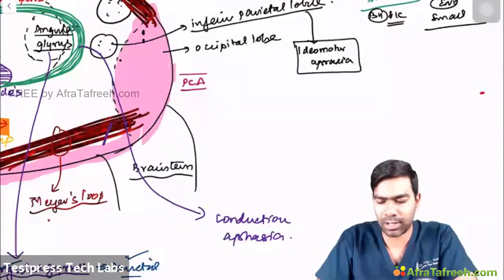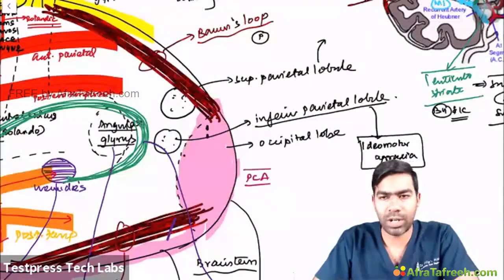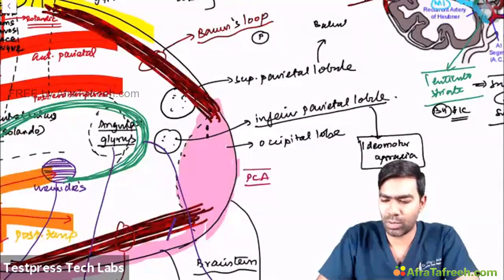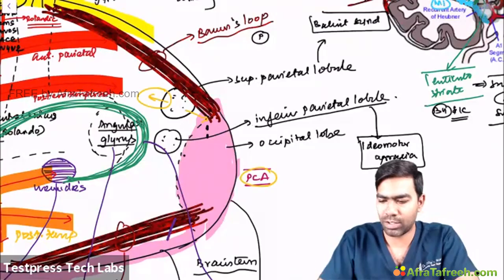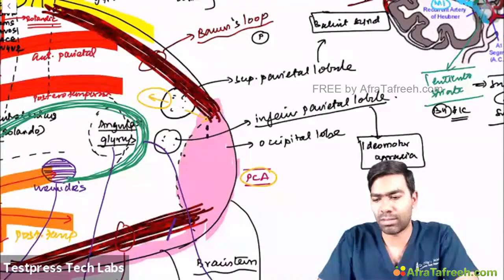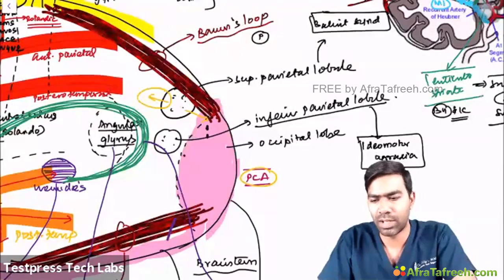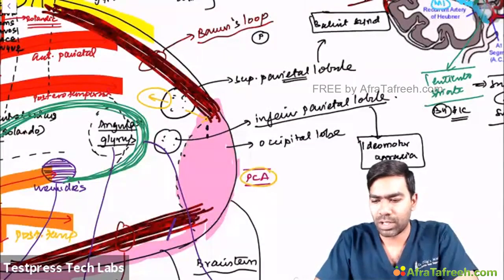I'll tell you what is ideomotor apraxia in some time. Similarly, if you damage the superior parietal lobule, you will result in some specific problem called Balint syndrome. I'll tell you what is Balint syndrome, because this superior parietal lobule is located in the watershed territory between the PCA, posterior cerebral artery, and the middle cerebral artery. So basically, it's going to result in some form of watershed infarct. Either you will get the complete Balint syndrome, or a few components of it. I'll tell you the components in some time.